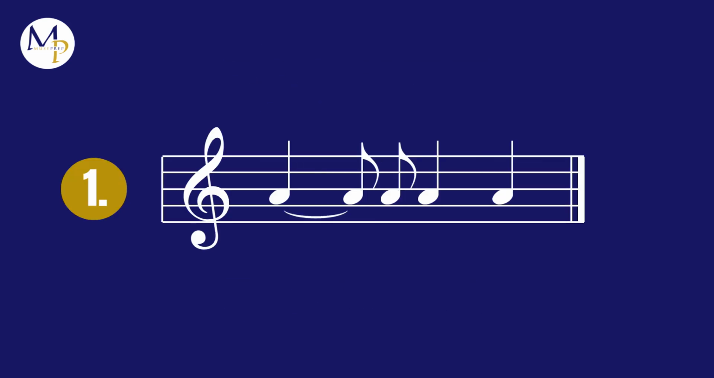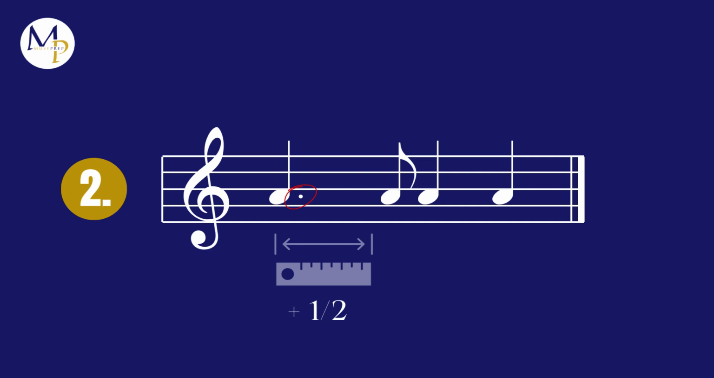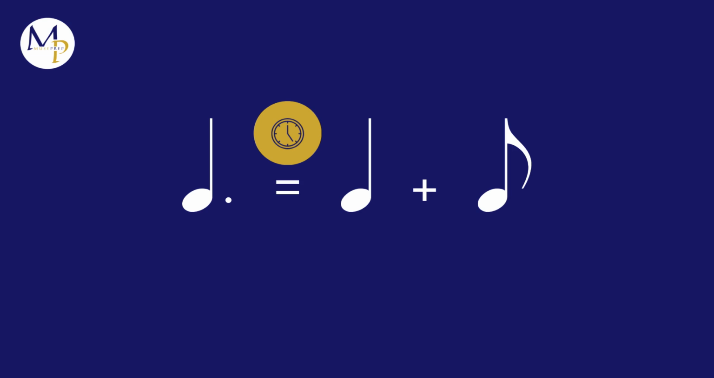There is another way to notate the same rhythm, by placing a dot after the note head of the quarter note. A dot always extends a note by half of its original value. A dotted quarter note therefore lasts as long as a quarter note plus an 8th note.